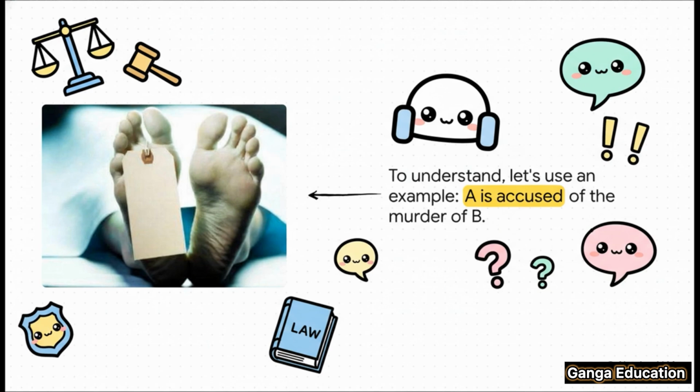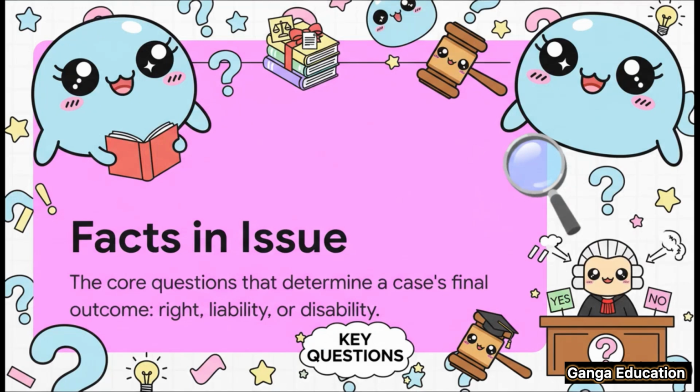A person, let's call him A, is accused of murdering another person, B. So, what exactly are the facts in issue in a situation like this? Well, think of them as the main questions of the entire case. They're the things the judge must answer to reach a verdict. Everything else is just background noise. The answers to these questions decide everything.